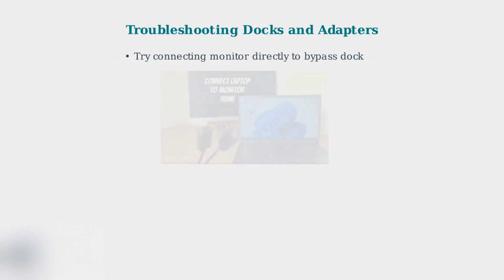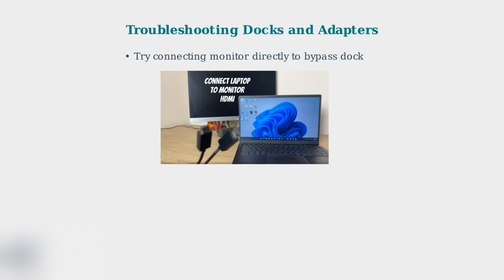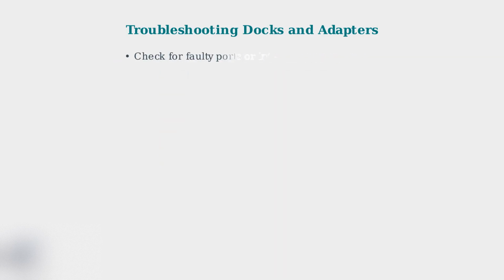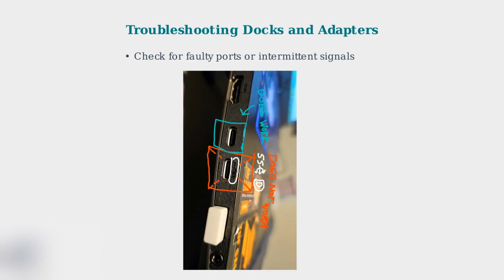To isolate the problem, connect your ASUS monitor directly to your laptop using an appropriate cable like HDMI or USB-C. This bypasses the dock entirely. If the monitor works directly, the issue likely lies with the dock. If not, the problem is elsewhere in your setup. A faulty dock can cause intermittent display loss or complete signal failure. Look for physical damage on ports or test different USB-C cables. Some docks have multiple ports. Try switching to identify if a specific port is defective.